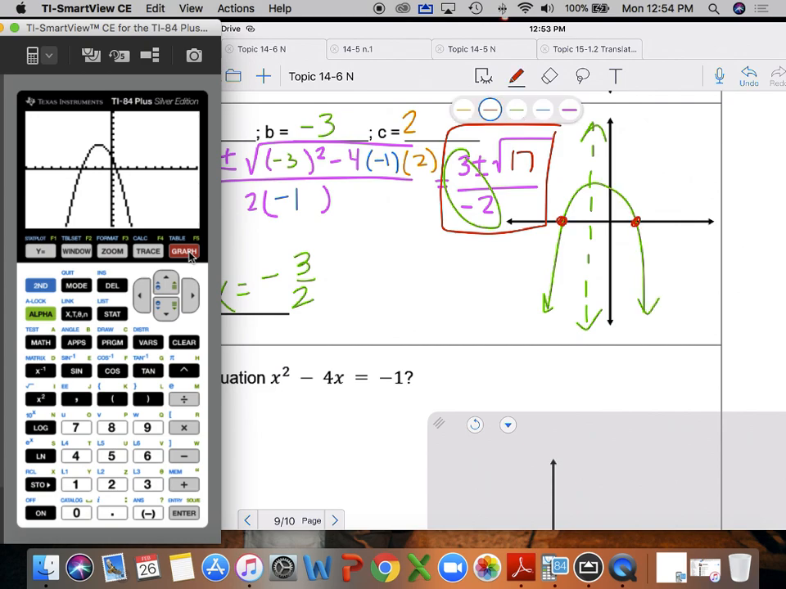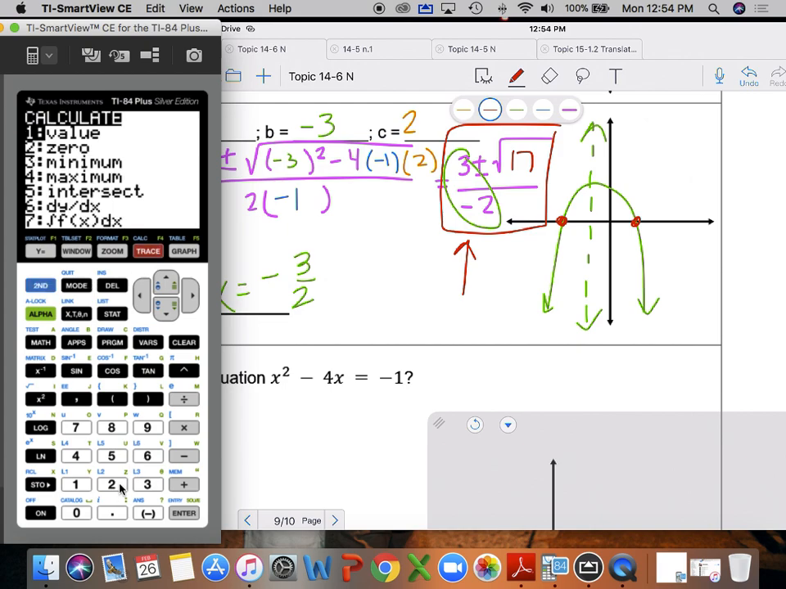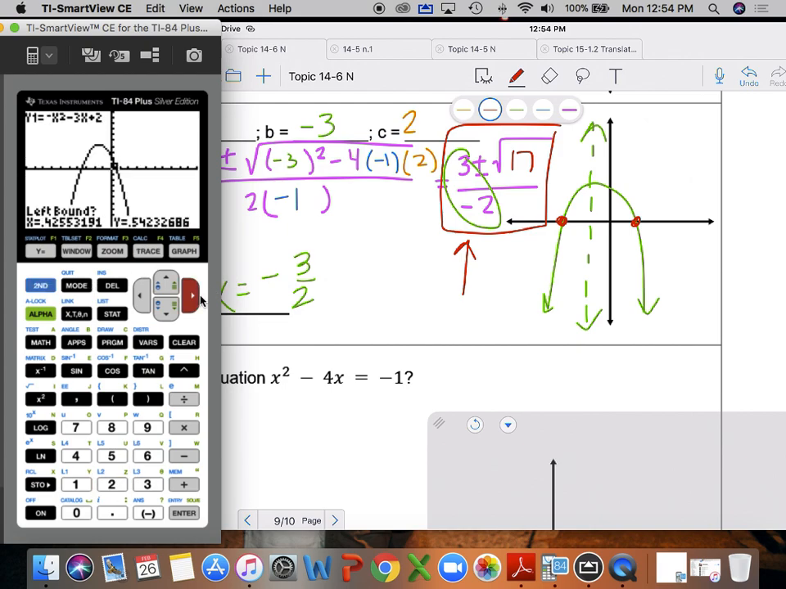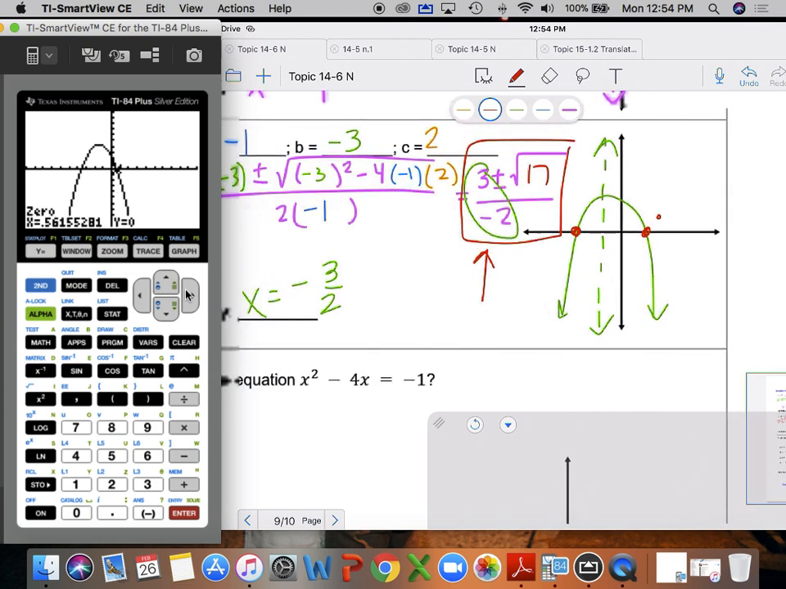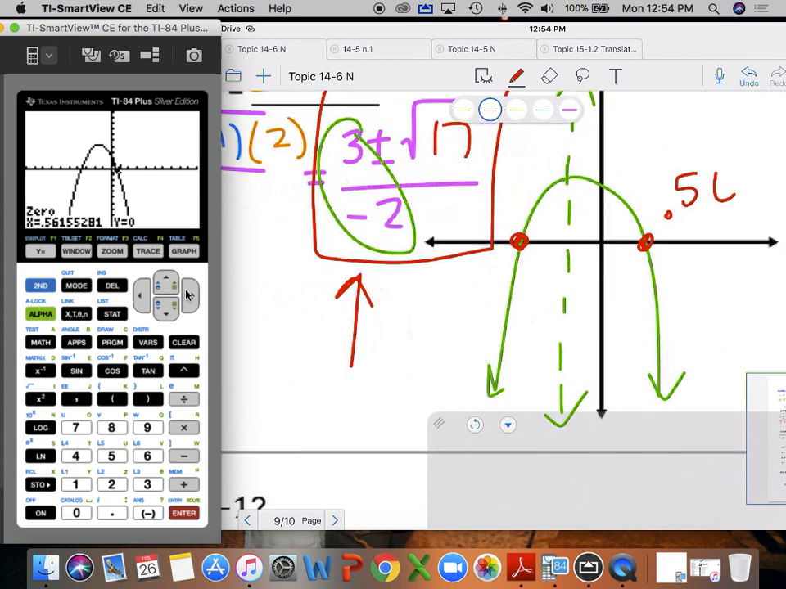And my two solutions, I have them right there as decimals. Second trace 2. Go to what you want. Slide to the left. Enter. Go back to what you want. Slide to the right. Enter, enter. So 0.562.